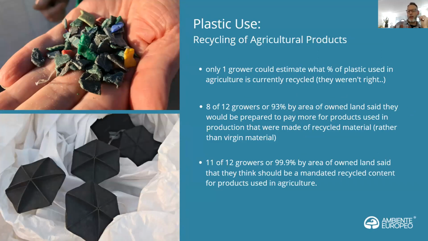So 8 out of 12 said they would be prepared to pay more for products used in production that were made of recycled material rather than virgin material. Down to the left here, we have the recycled plastic EMDs, which are used to prevent evaporation on the reservoirs. And 11 out of 12, or basically all bar one, think there should be a mandated recycled product content for products used in agriculture.